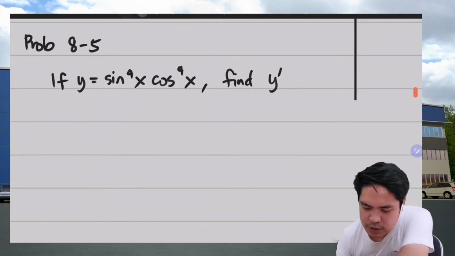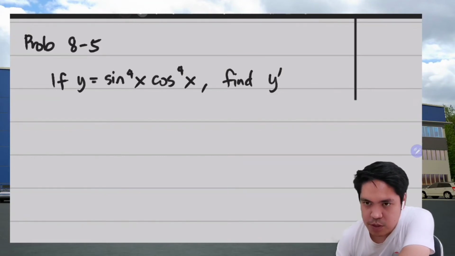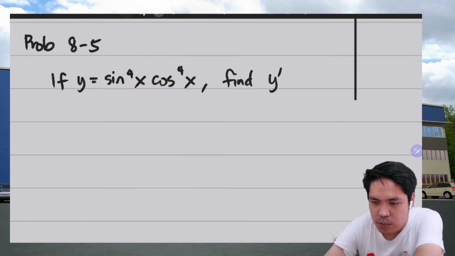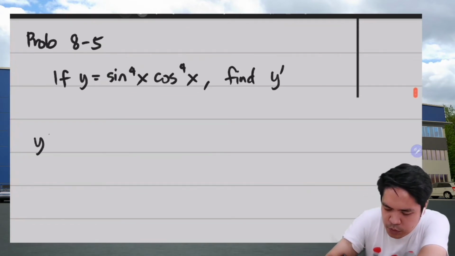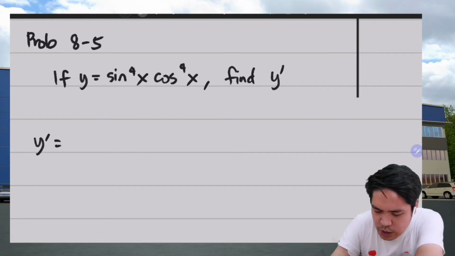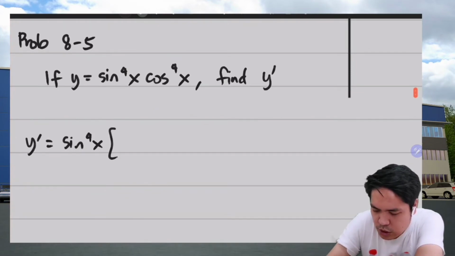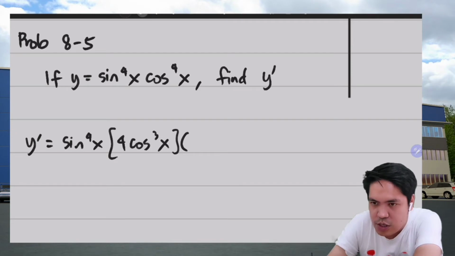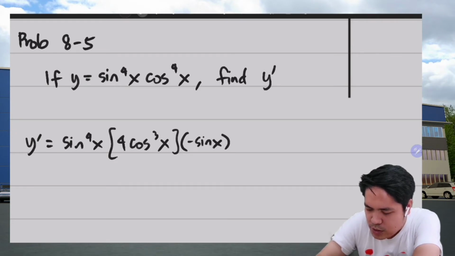If y is equal to sine raised to 4x times cosine raised to 4x, find y prime. In this case, we have a product of two trigonometric functions, sine raised to 4x and cosine raised to 4x. So of course, what we'll do here is apply the product rule. The same rules will apply to these trigonometric functions. By applying the product rule, we have y prime equal to sine raised to 4x times the derivative of the second function. We use the chain rule here because it's raised to 4. That would be 4 cosine cube x times the derivative of cosine x, that's negative sine x. So, chain rule.